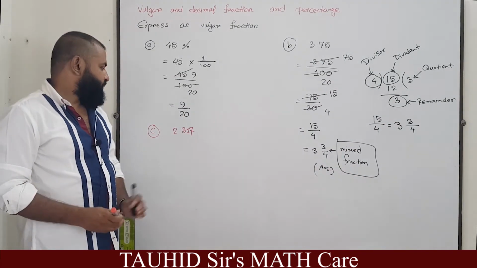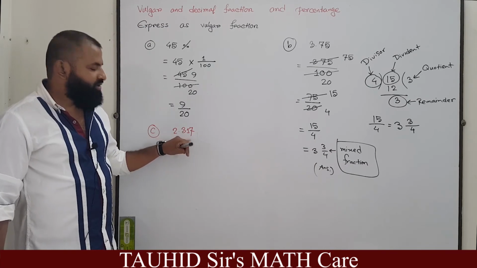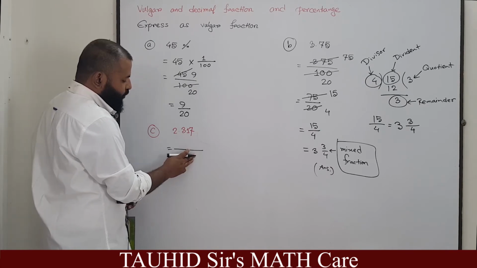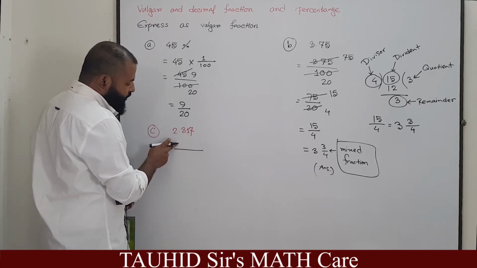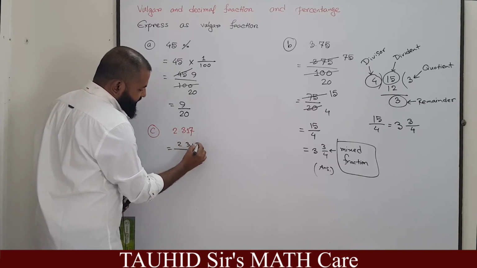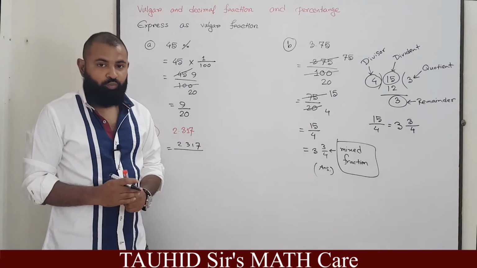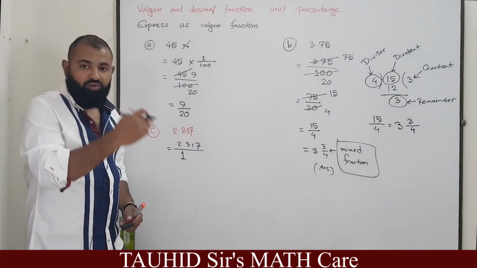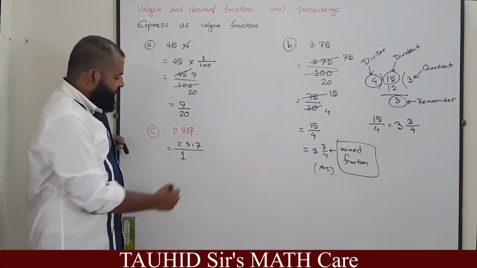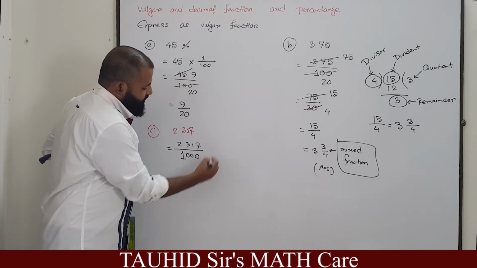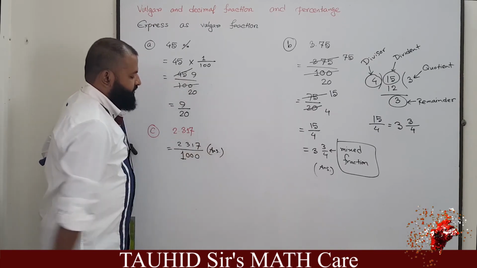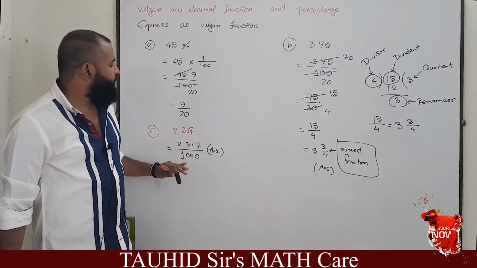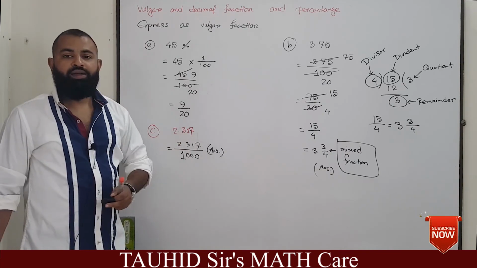Let's see another example. You are given a decimal number 2.317. How to deal with it? We will draw a horizontal straight line to express it as a fraction. In the numerator, we will write 2317, this number without the decimal point. For this decimal, we will write a 1. How many numbers are there after the decimal? 1, 2, 3. So we will write 3 zeros. This is the answer. We cannot simplify it further. So this is the fraction. This is the vulgar fraction expressed from a decimal fraction.